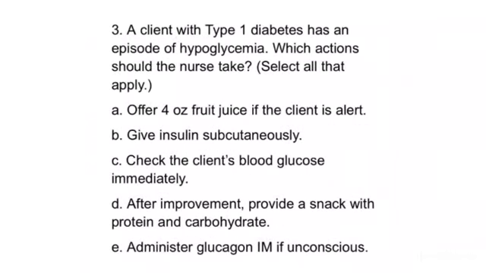3. A client with type 1 diabetes has an episode of hypoglycemia. Which action should the nurse take? Select all that apply. A. Offer 4-ounce fruit juice if the client is alert. B. Give insulin subcutaneously. C. Check the client's blood glucose immediately. D. After improvement, provide a snack with protein and carbohydrate. E. Administer glucagon IM if unconscious.